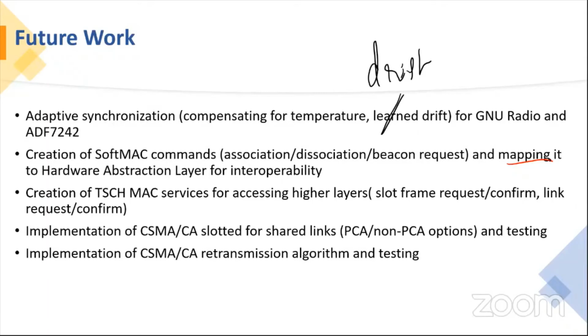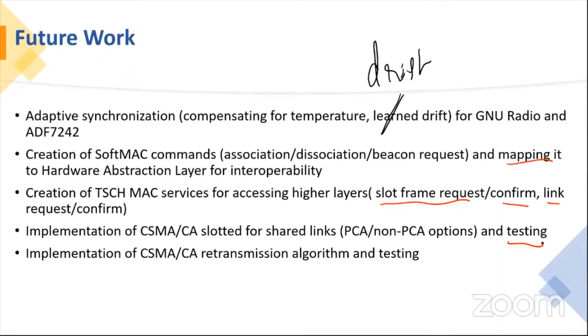We also have to do creation of the MAC services like slot frame request, link request and link confirms, everything related to the communication part. Then implementation of CSMA-CA slots for shared links. We have done the implementation quite okay, but then we have to do a lot of testing. Basic code is there. We need to do quite detailed testing of that. And implementation of the CSMA-CA retransmission algorithm.